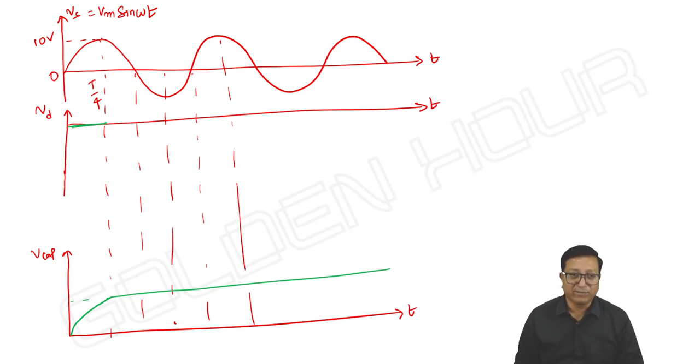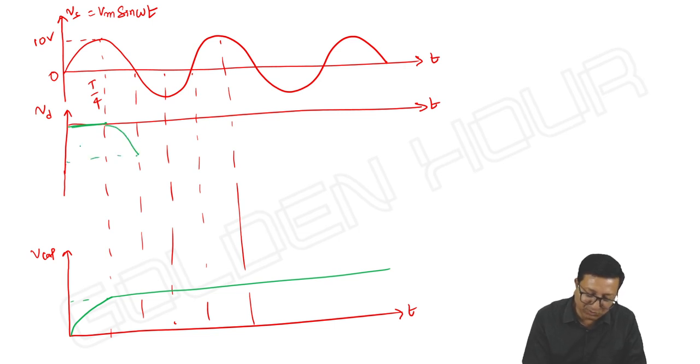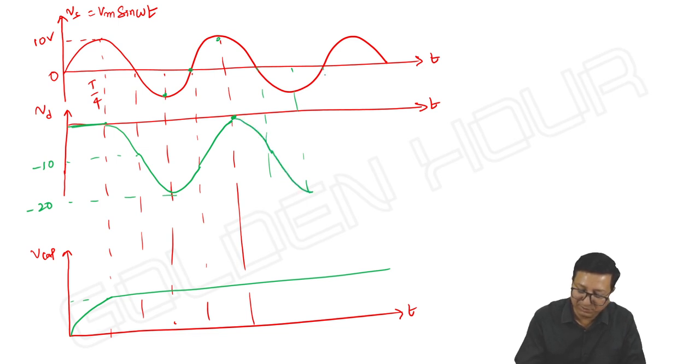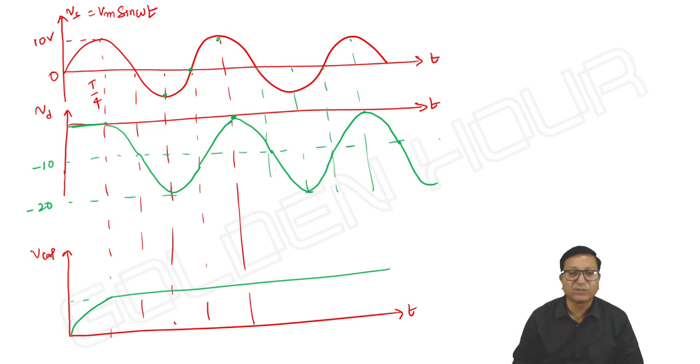Then what about VD? Whatever the variations you have in input, all those variations can be seen across the diode. Input falls by Vm and output also falls by Vm. And input further falls by another Vm, output also further falls by another Vm. Input rises by 10 volts, output will rise by 10. Like this. Input is peak, output is maximum at that time, and next input is minimum, at that time output is also minimum. Like this we can see the things.